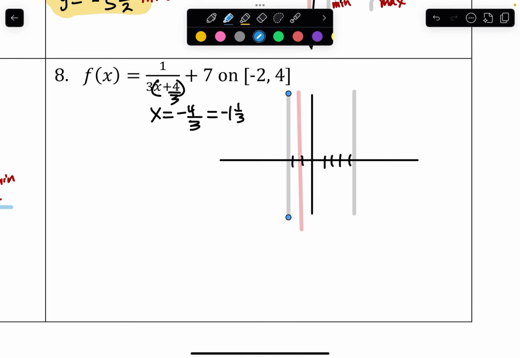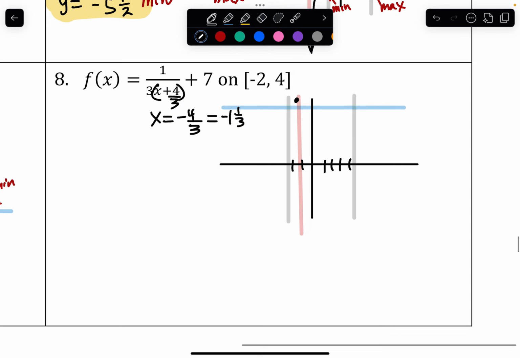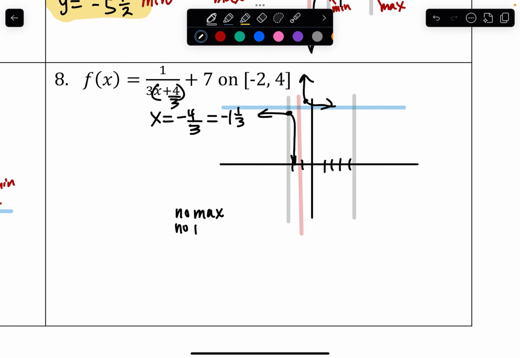We have a horizontal asymptote at 7, but either way, we can see that our function in quadrant 1 is going to approach positive infinity and is going to approach negative infinity. And so there is no max, no min.